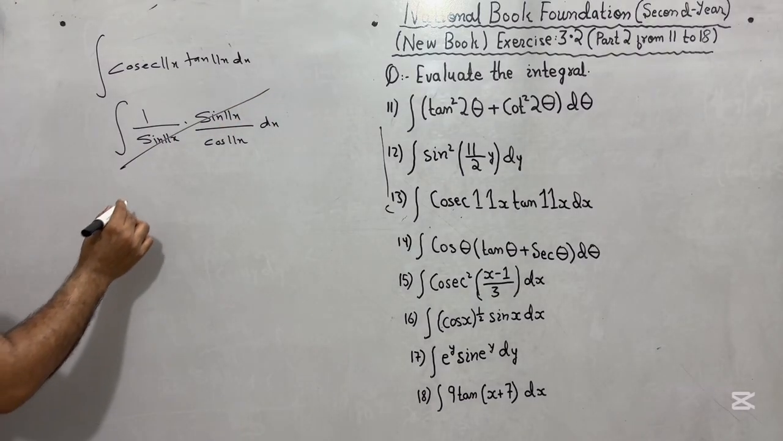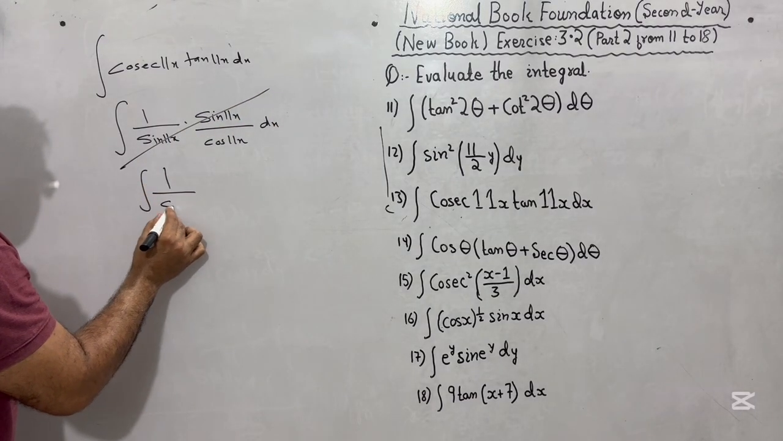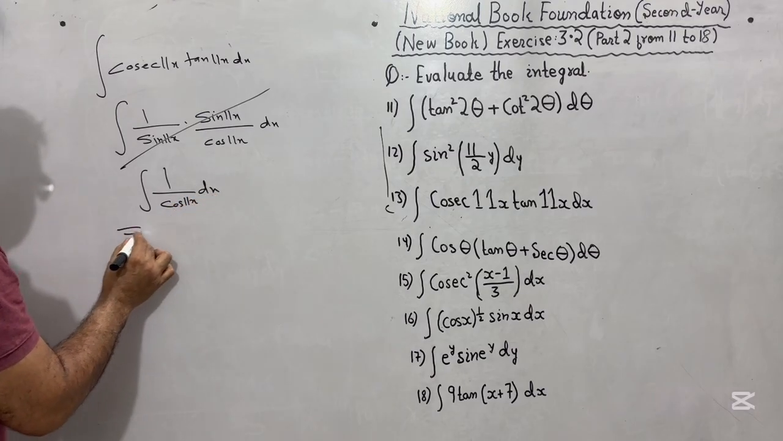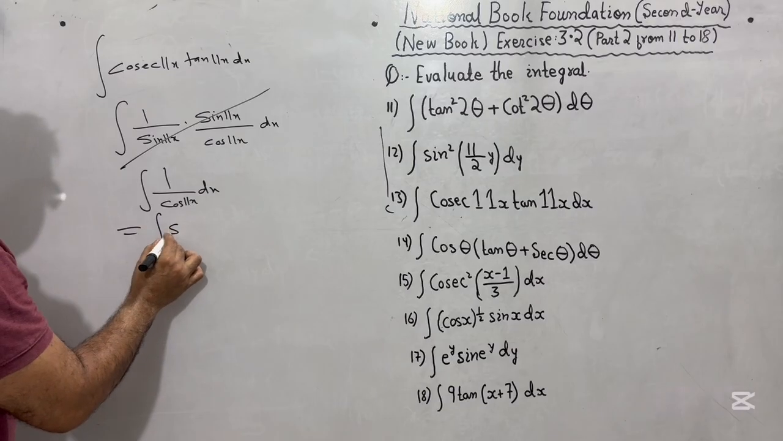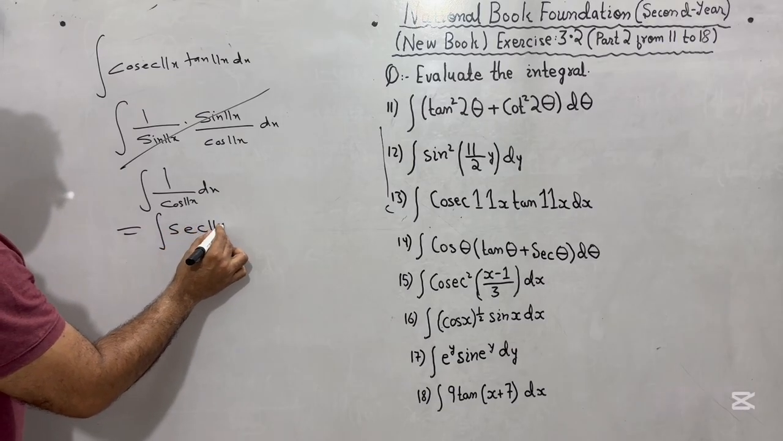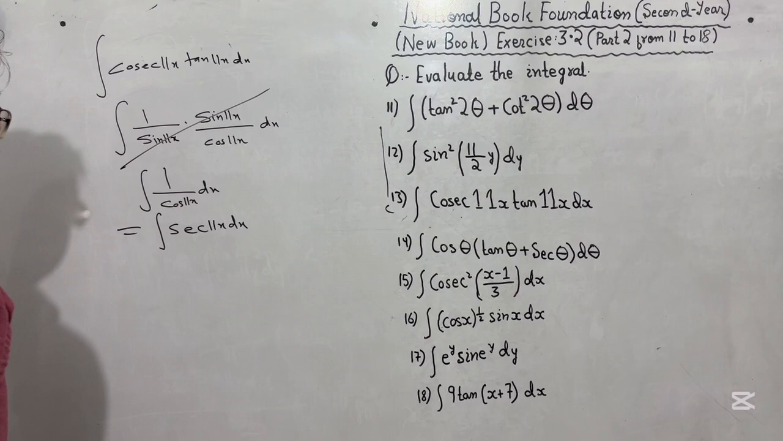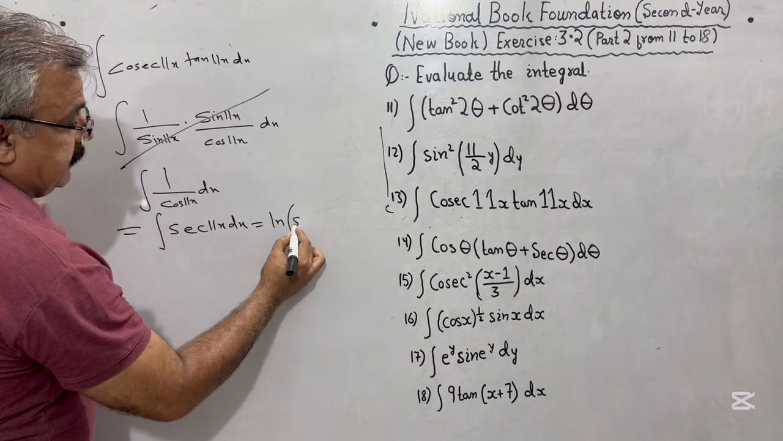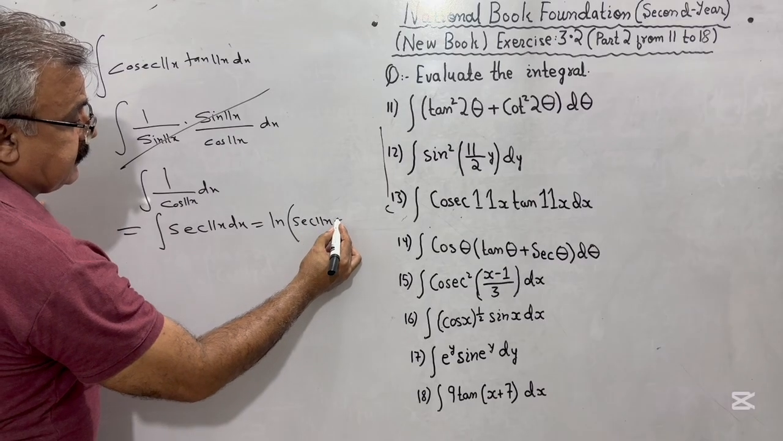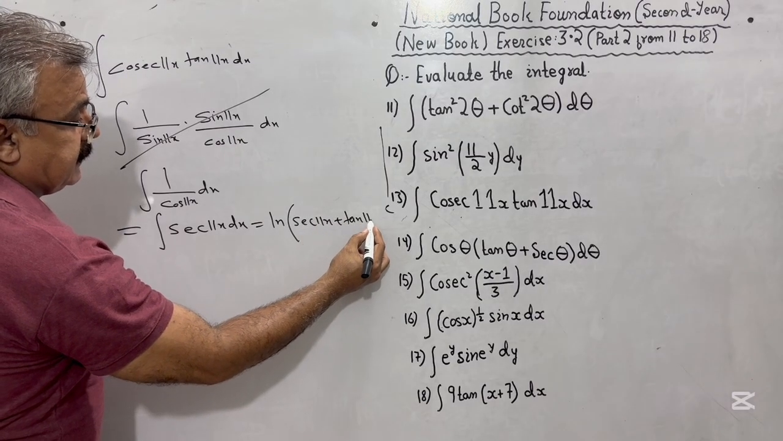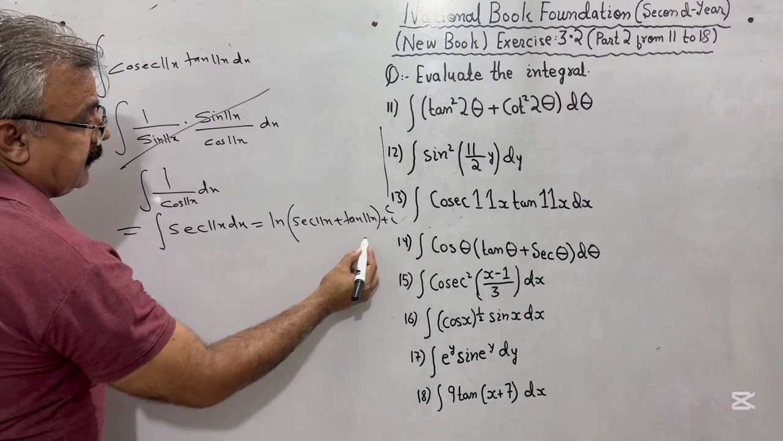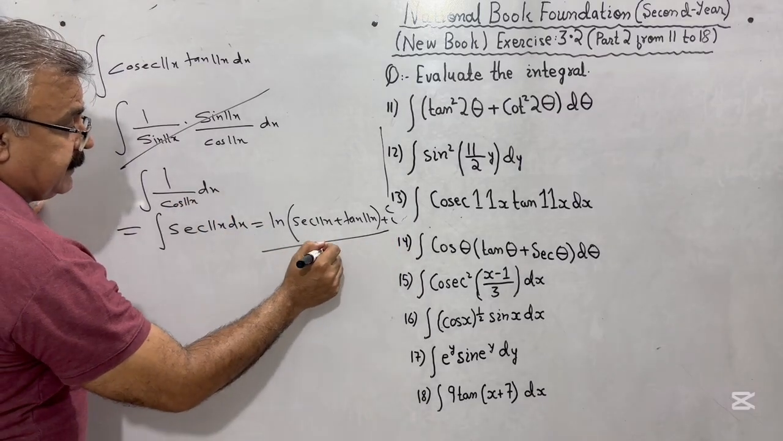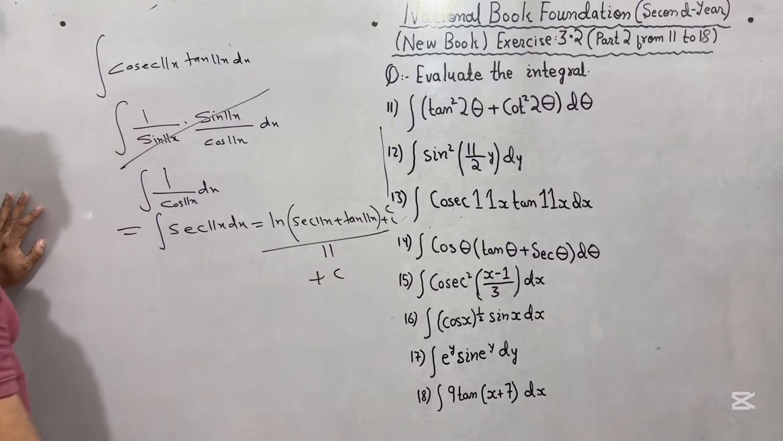Cancelled out, we have 1 over cos 11x dx. The reciprocal of cos is sec, that's sec 11x dx. And integration of sec is ln of sec 11x plus tan 11x, plus c. Here the additional number 11 has been multiplied with the angle, so we divide by the same. That's our answer.